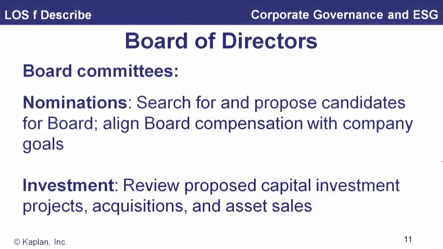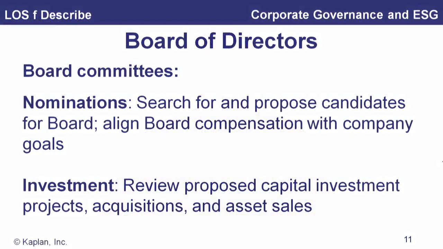The nominations committee would do the search and propose candidates for the board and align board compensation with the company goals. Now, this goes back to the principal agent problem we talked about. We can mitigate this principal agent problem if we set the compensation so that the goals and the incentives of senior management are closer to those of the shareholders.